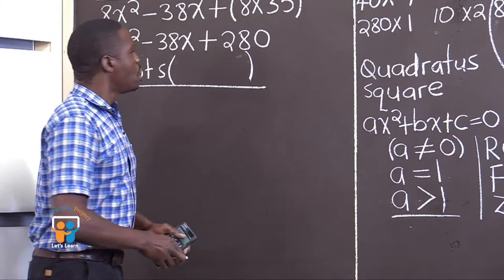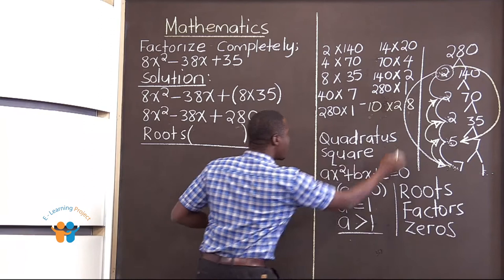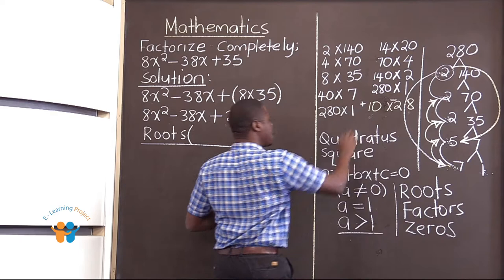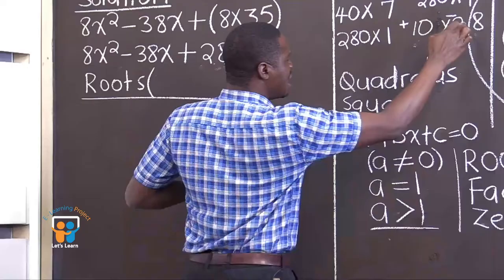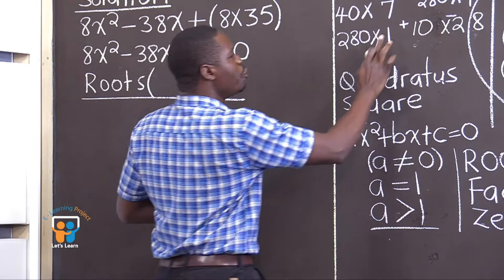No. Of course, what we are going to do, if we say negative 10, negative 10 times 28, we shall get negative 280. But is this one a negative 280? No, it is a positive. How about if this one is a negative and this one is a positive? A positive 10 times a negative 28, we get a negative 280. But is this one a negative 280? No, which means even this one is going to become a negative.